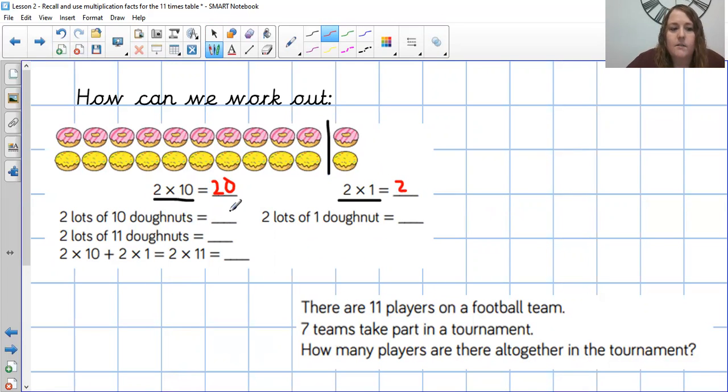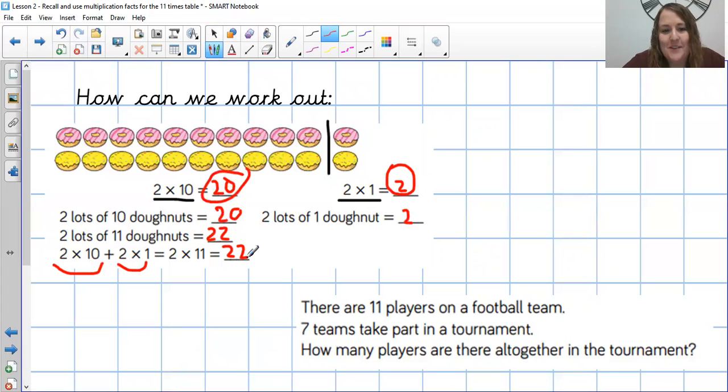2 lots of 10 donuts is 20, and 2 lots of 1 donut is 2, and then it's asking 2 lots of 11 donuts, which we now know is 22, and it's simply showing us that they've broken that down into the 2 times 10, the 20 here, and adding the 2 times 1 here. So they've added those two numbers together, which gave us our 22. Well done if you did that before, or whether you paused it, because I didn't tell you to pause it, but well done if you knew that.